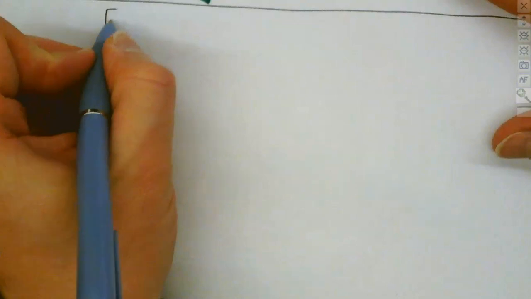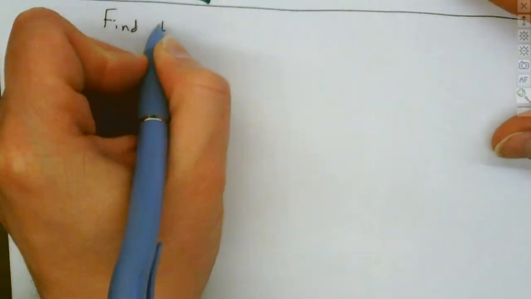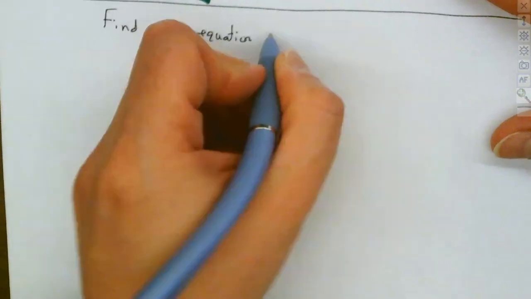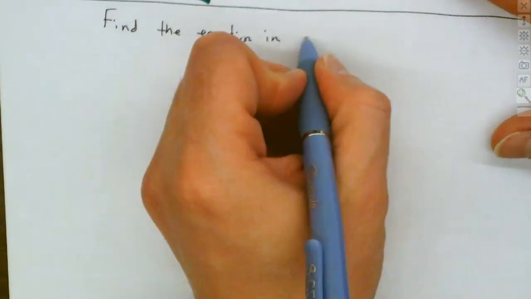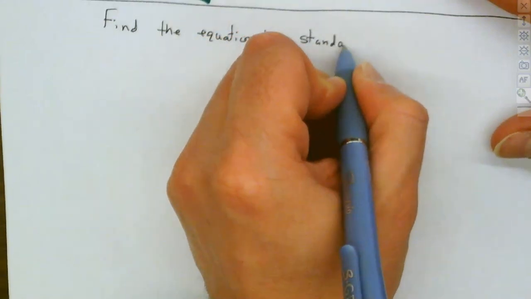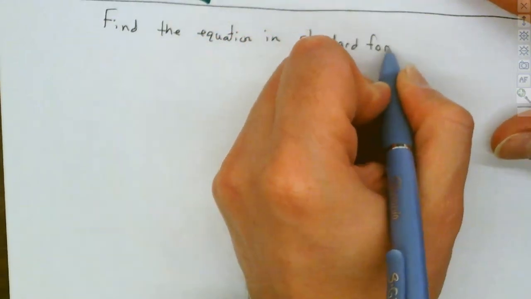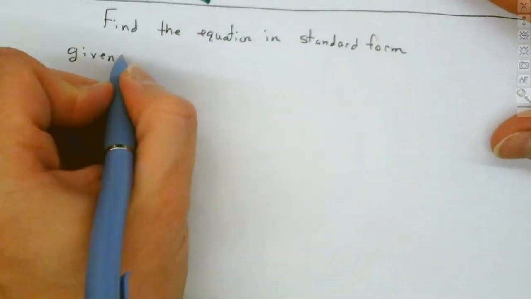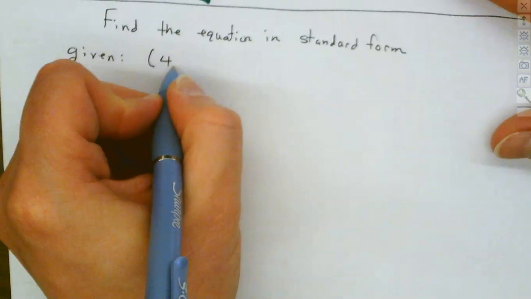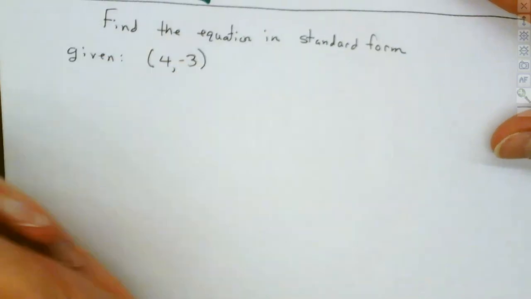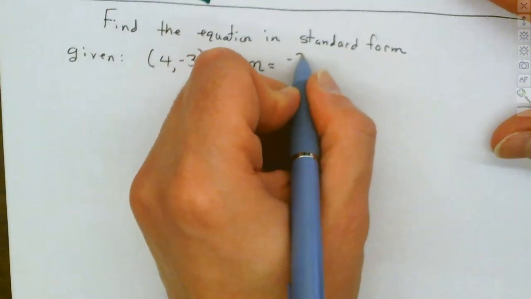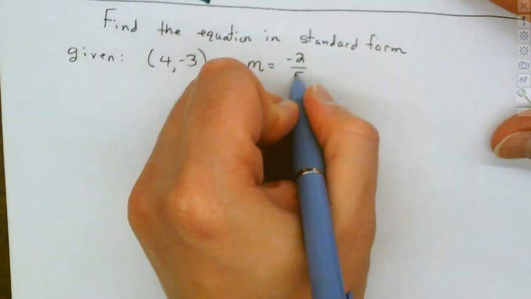So I'm going to give you a point and a slope. And we're going to find the equation, let's do this one in standard form. And so you're going to be given a point, let's say (4, -3), and you'll be given a slope of, how about minus 2/5.